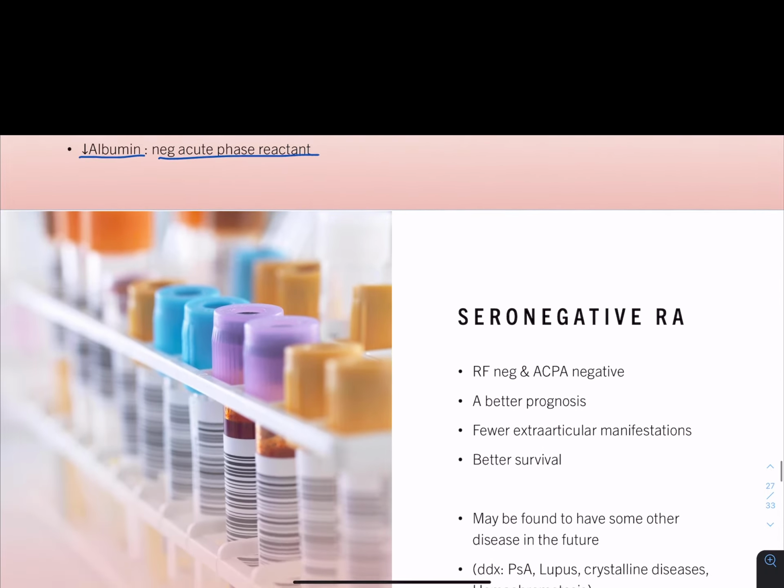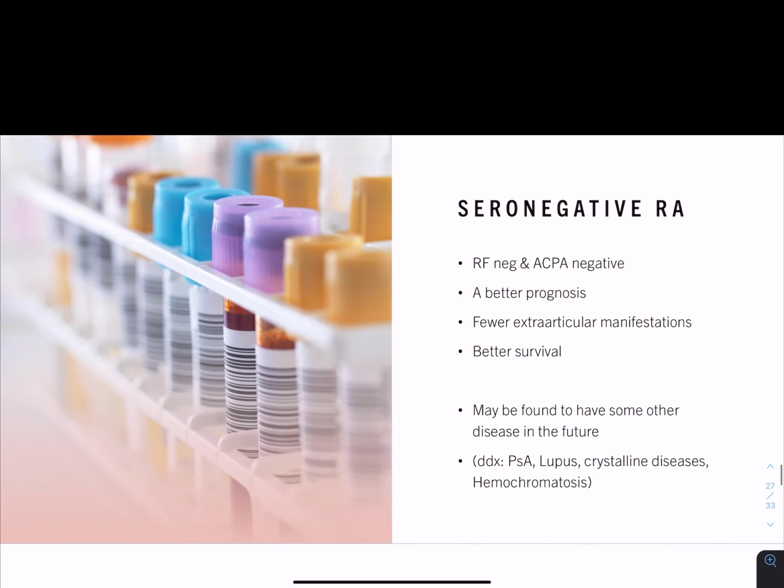At times, you might actually diagnose seronegative rheumatoid. This suggests a more favorable prognosis and improved survival. Nonetheless, these patients might subsequently develop additional symptoms and manifestations that lead to an entirely different diagnosis in the future.